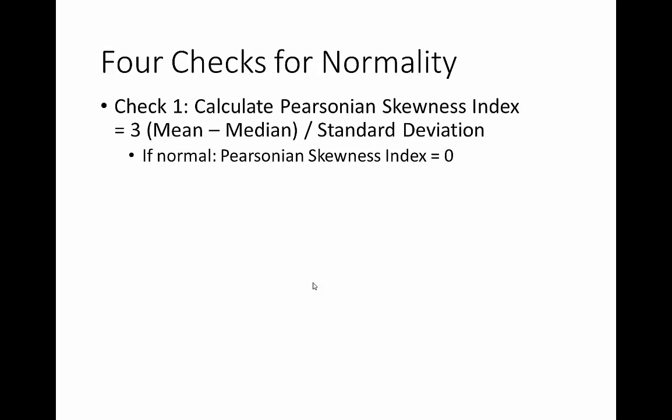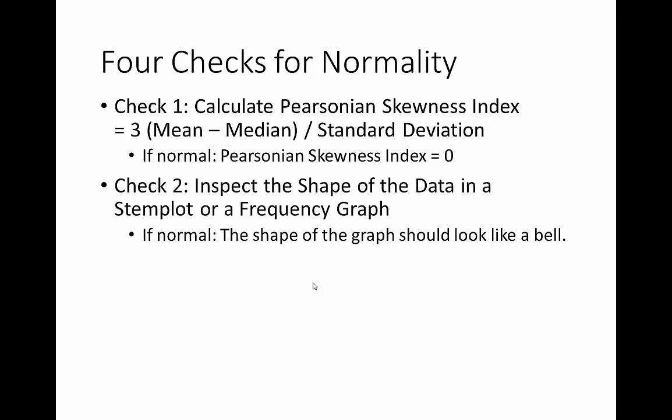So our first check is to calculate the Pearsonian skewness index with the calculation that's on the screen. If it is normal, our Pearsonian skewness index should equal about 0. Our second check is to inspect the shape of our data if we place it into a stem plot or into a frequency graph. And if it's normal, the shape of our graph should look like a bell.